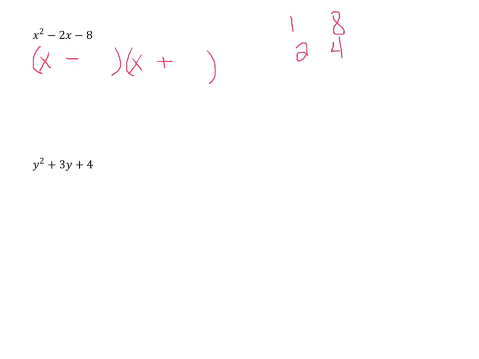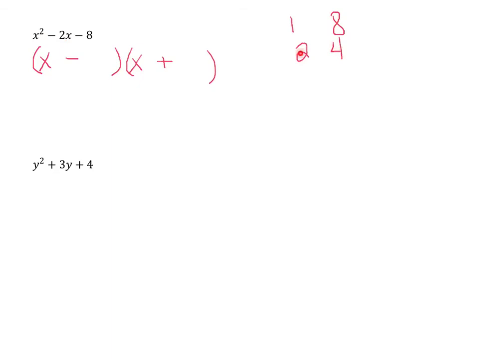Those are the whole number factors of 8. So then I start to think, well, if I multiply these, I'll get 8. I need to be able to add them to get negative 2. So negative 1 plus 8, not negative 2. Negative 8 plus 1, not negative 2. Negative 2 plus 4, not negative 2. Negative 4 plus 2, that is negative 2.